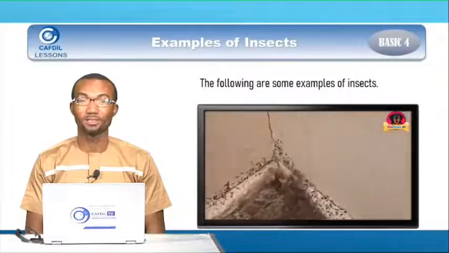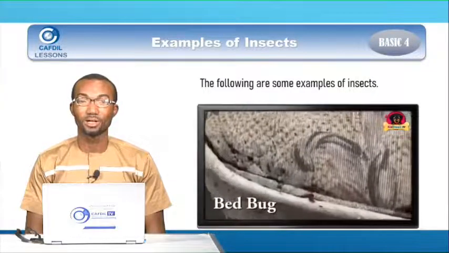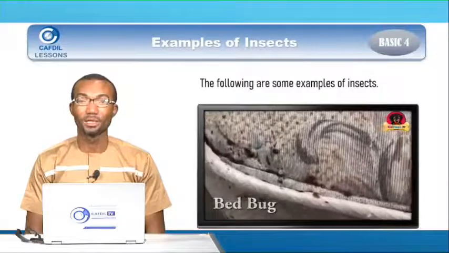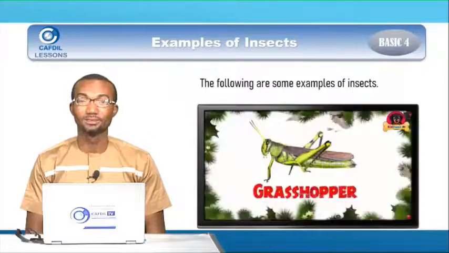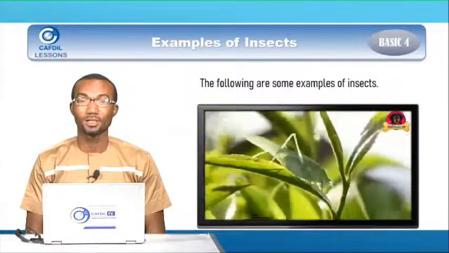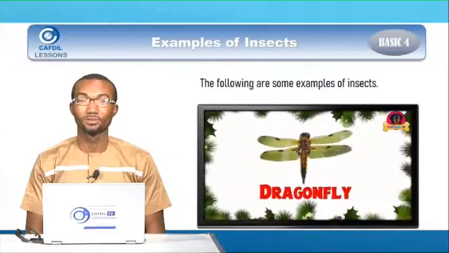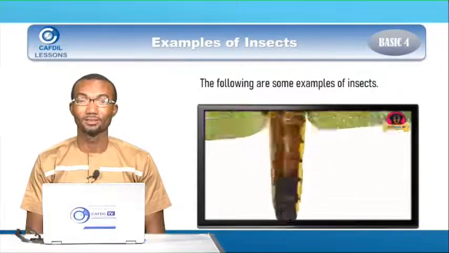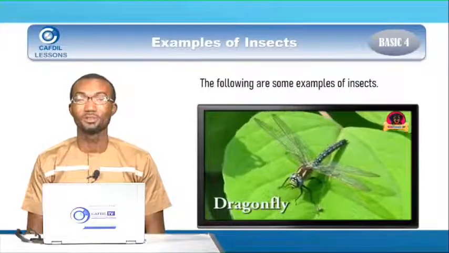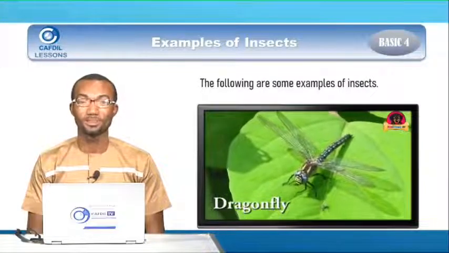You have bed bugs. They are normally found in our mattresses, beds and bed sheets. They are very tiny and they suck your blood. The next one is the grasshopper. Also have the dragonfly. I believe you have come across all these examples of insects before.